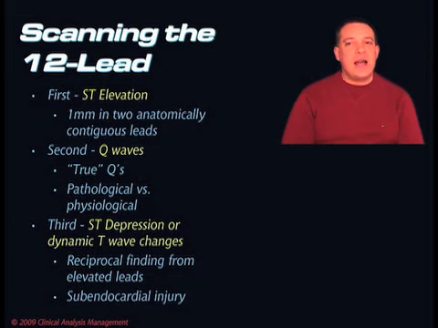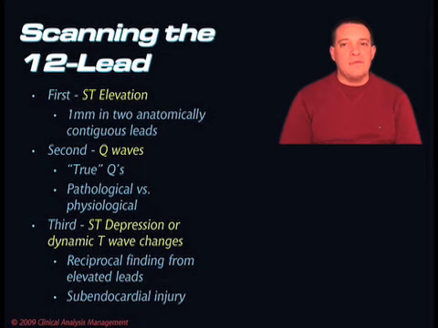So there's the catch to dynamic T-wave changes. In order to say that somebody's got dynamic T-wave changes, you have to have an old EKG from when the patient was asymptomatic. If you have an EKG and you can see that the T-waves have changed in morphology, you can say there are dynamic T-wave changes. However, if you don't have another EKG, then we really can't say that. So again, first we look for ST elevation, second Q waves, third ST depression or dynamic T-wave changes.